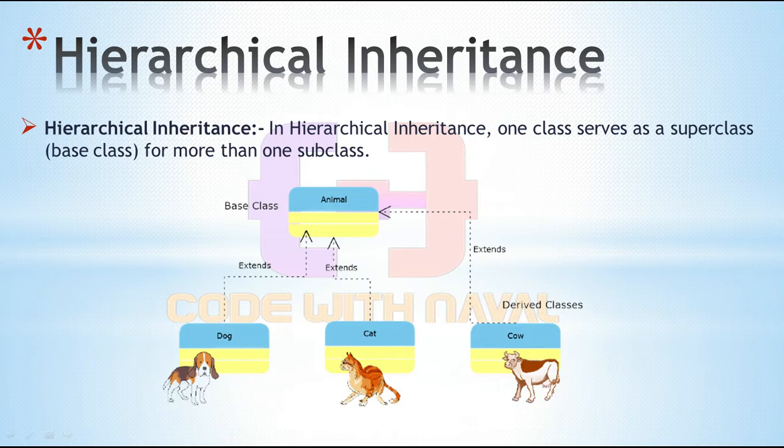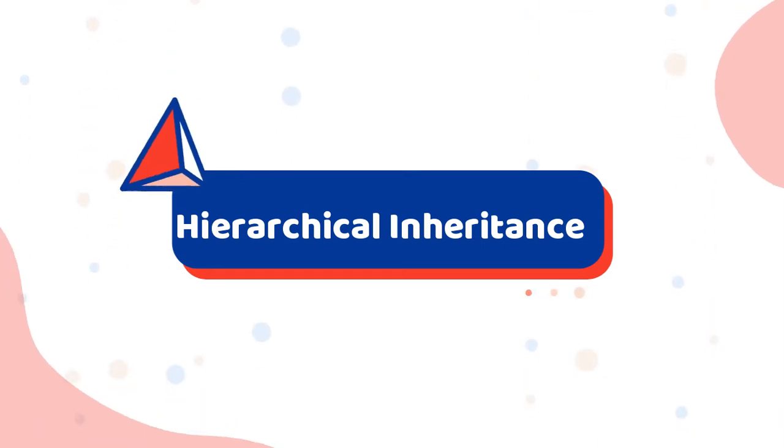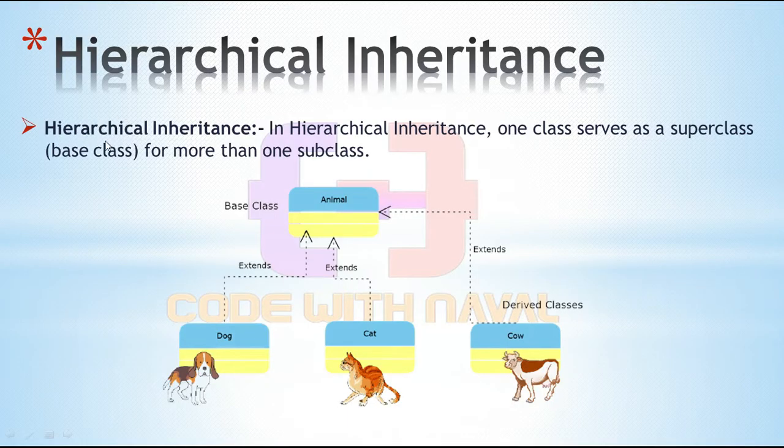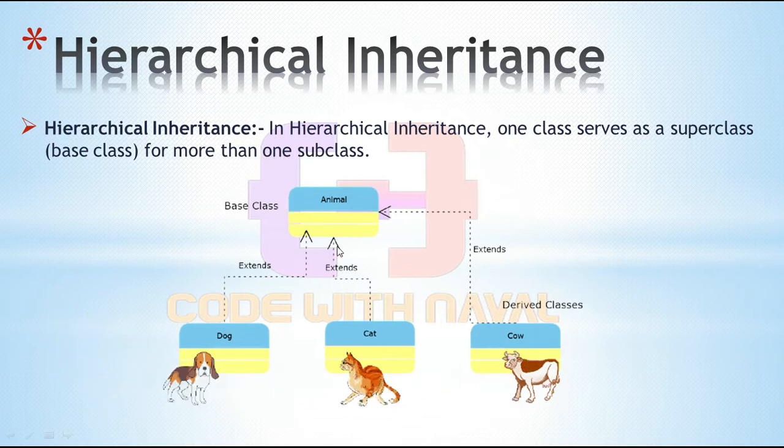In the last video we saw what is multi-level inheritance. In this video we are going to discuss hierarchical inheritance. So let's first understand what hierarchical inheritance is. In hierarchical inheritance, one class serves as a super class, base class for more than one subclass. That means we have one parent class and multiple child classes.